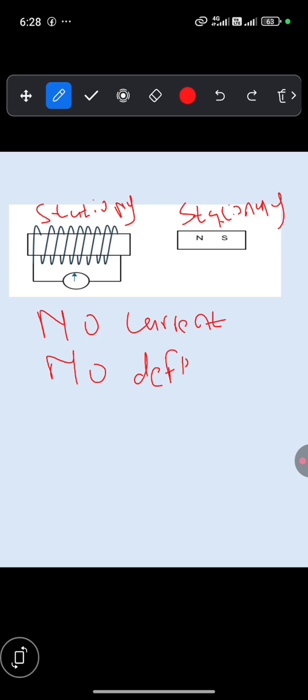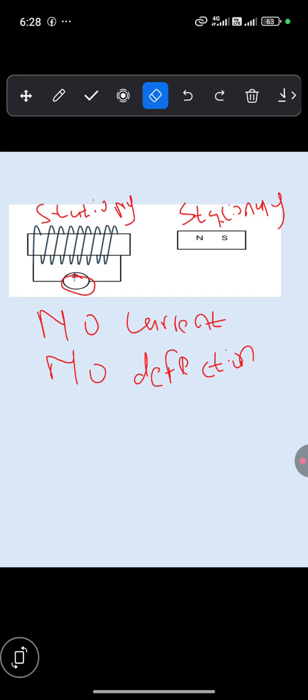No deflection of the needle on the galvanometer. This is the galvanometer. It is detecting whether there is current or not. So the needle does not deflect if there is no current induced. But if there is current induced, then the needle will deflect. The reason a needle deflects is because there is a current induced, and this current is induced as a result of relative motion between the solenoid and the bar magnet.